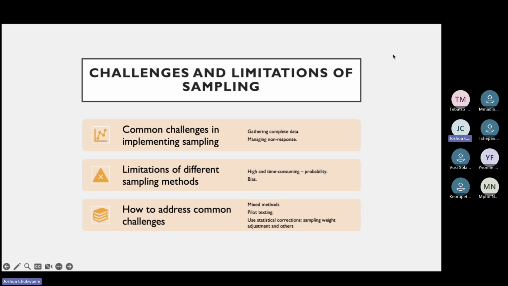Let's say in a quantitative study. In a qualitative study, the same thing. You want to interview 10 persons, 15 persons, 20 persons. Getting people to be part of that is always challenging. And also managing non-responses. In a qualitative study, people will say, okay, fine, I'll be part of this study. Now they are not coming, they're not showing up.